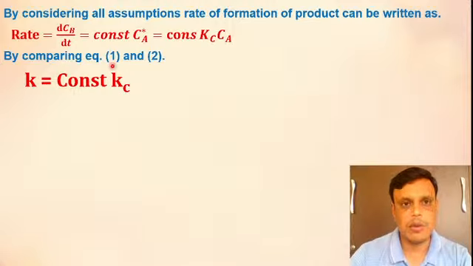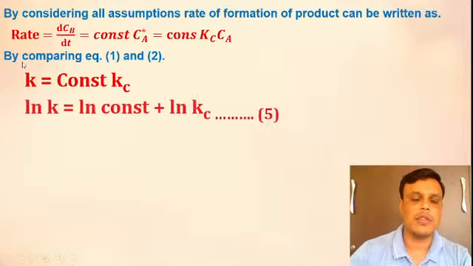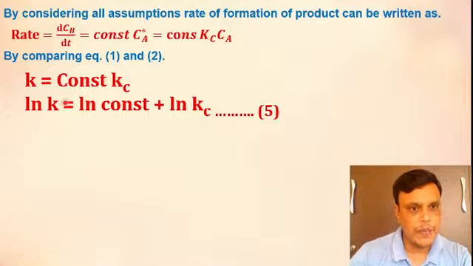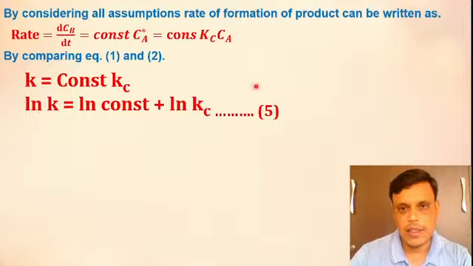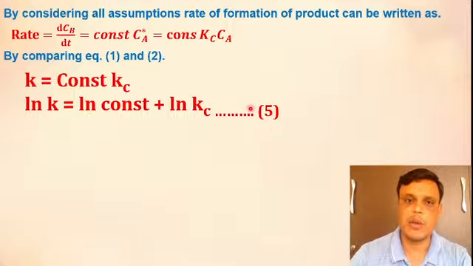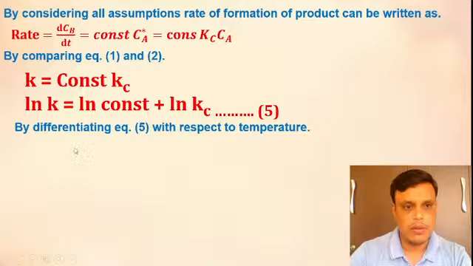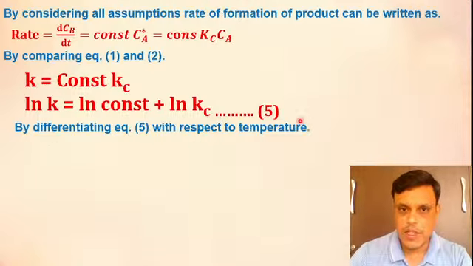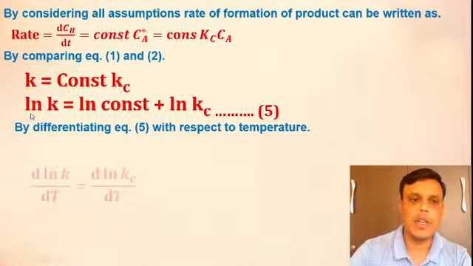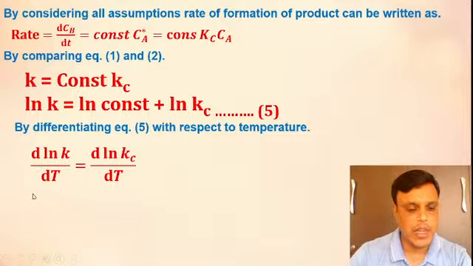If we solve this equation, ln K is equal to ln constant plus ln Kc. This is our equation number 5. Okay. Now we'll differentiate equation number 5 with respect to temperature, and after differentiating we will get d ln K by dT.